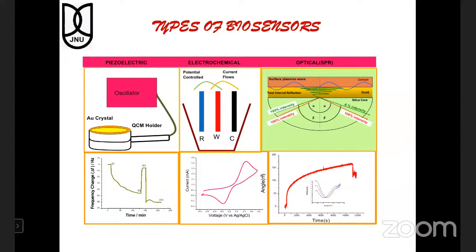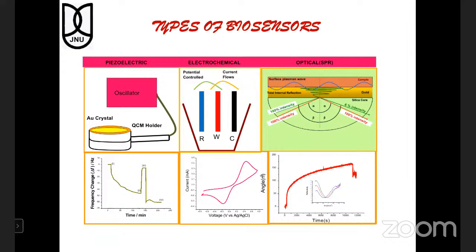There are different electrochemical techniques available to read out the output in the form of current or potential. In the form of current, mostly DPV, differential pulse voltammetry, and cyclic voltammetry are used. In the case of impedance, the RCT, charge transfer resistance, can also be monitored.